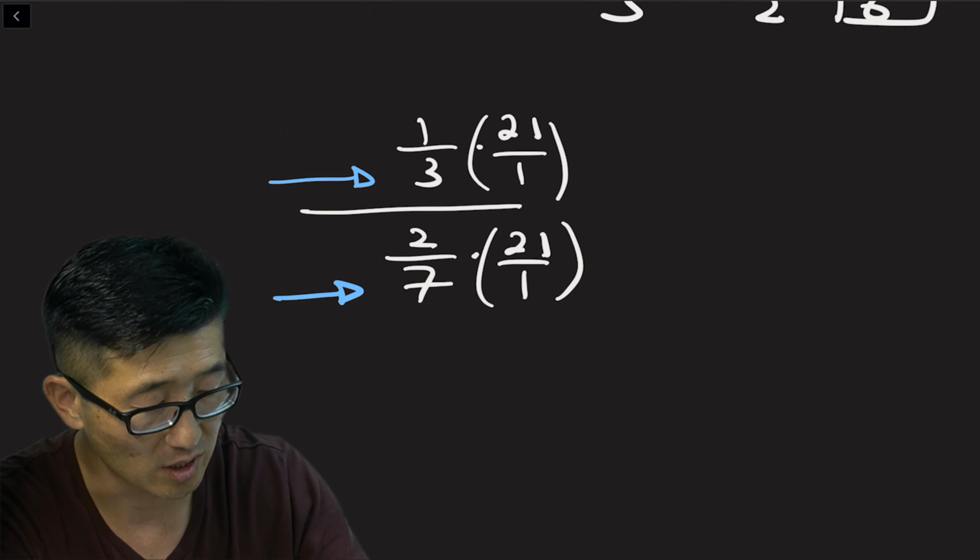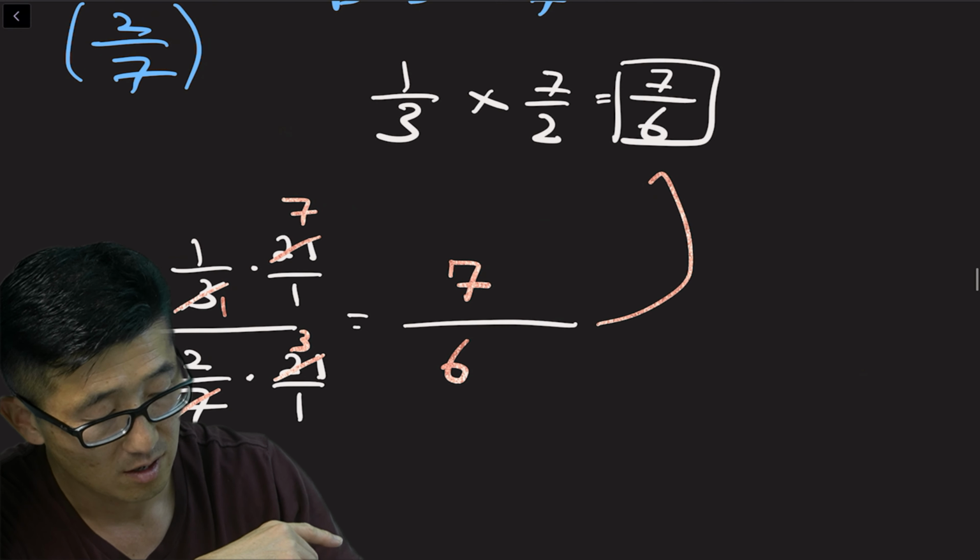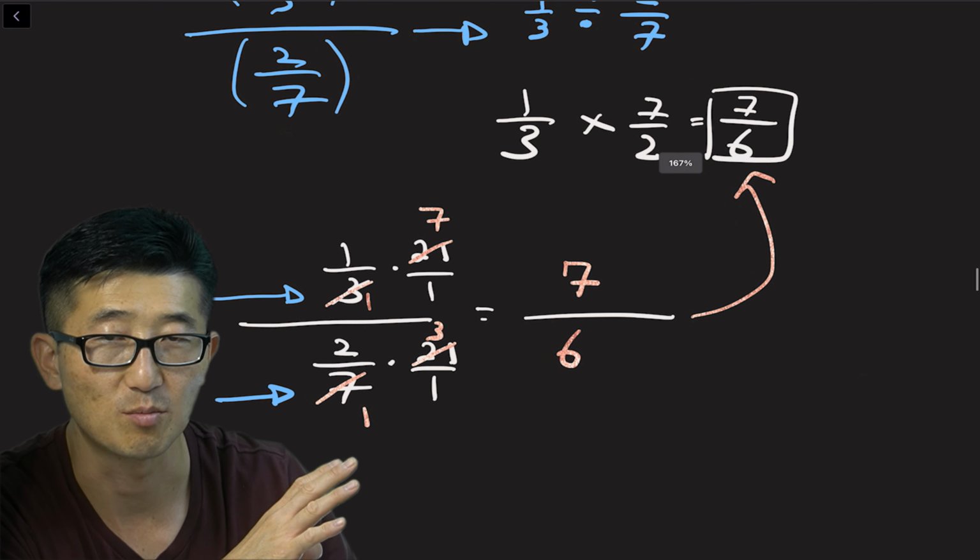How about the denominator? Cancel that out. 1 and 3. 2 times 3 is 6. I should hear some gasping now.